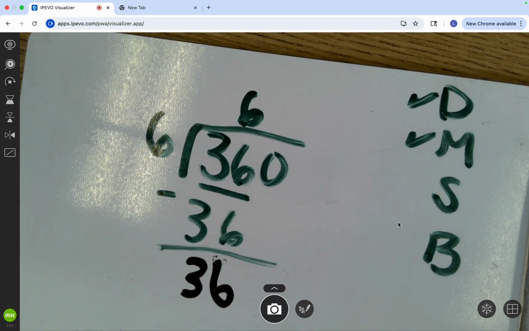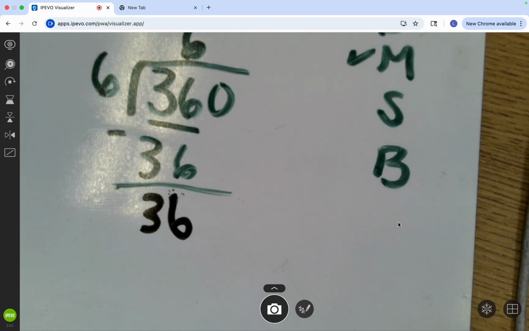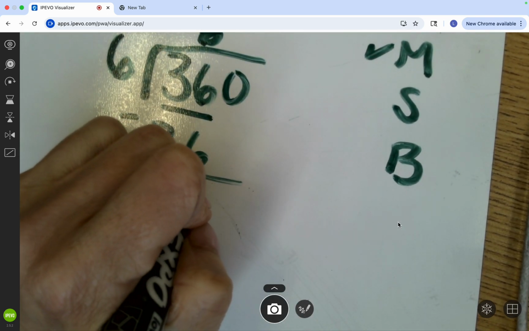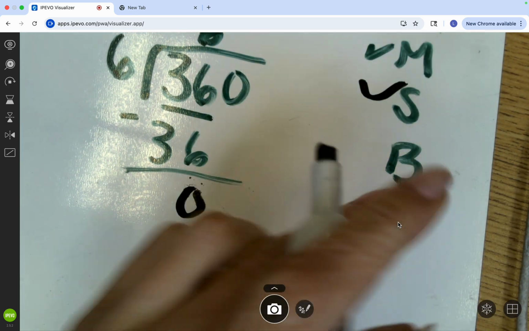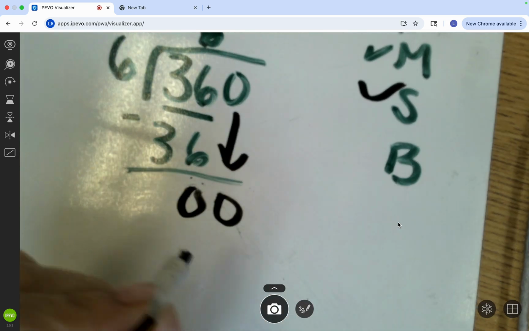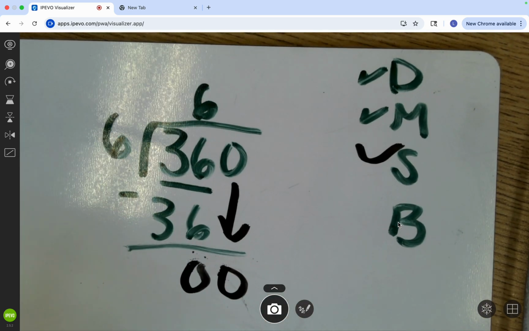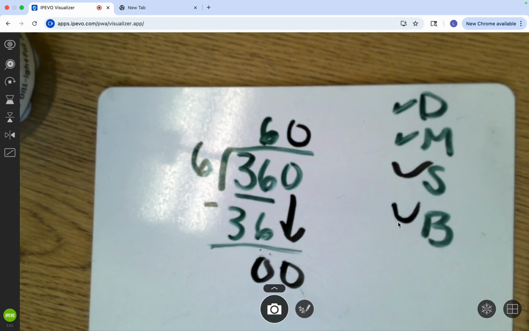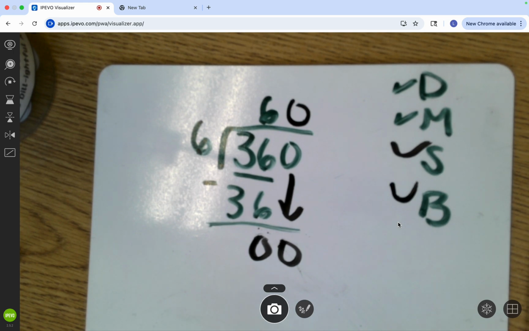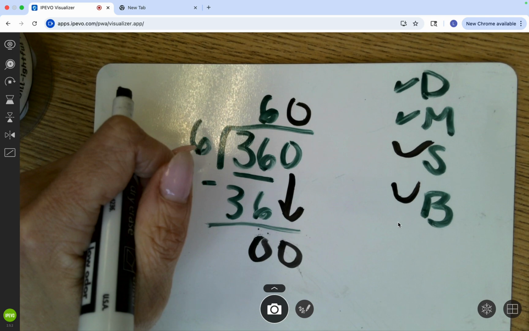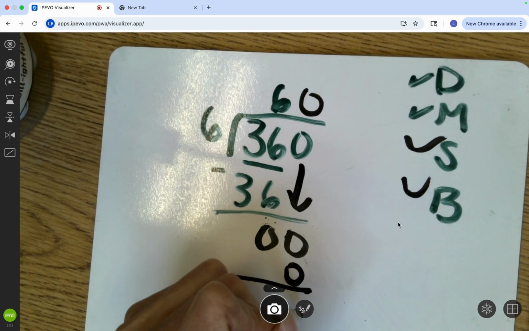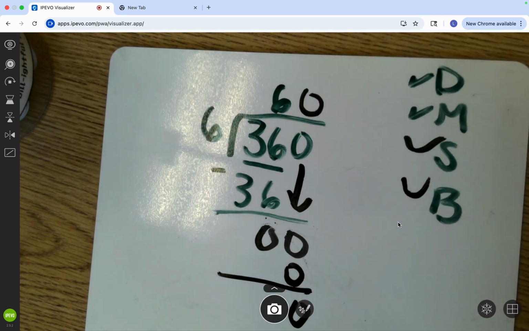36. And then, oh, whoops, not 36. 36 minus 36 is 0. I subtract. Now I bring down the 0. How many times does 6 go into 0? 0 times. Six times 0 is 0. Is there anything else to bring down? Nope. 60 is my answer.